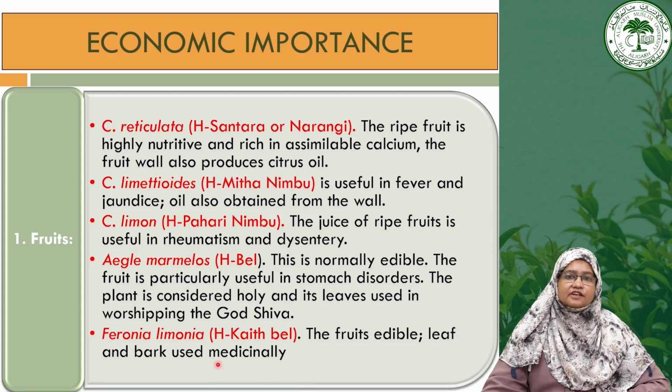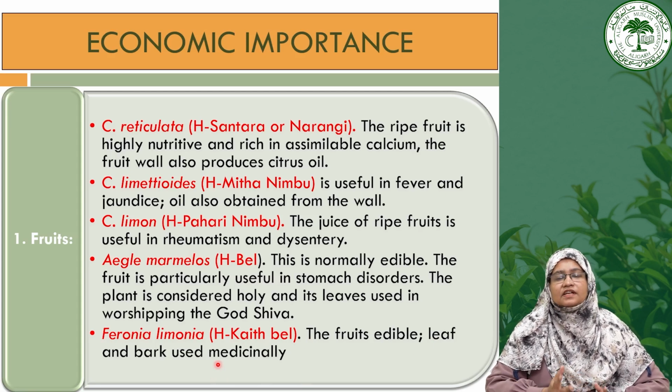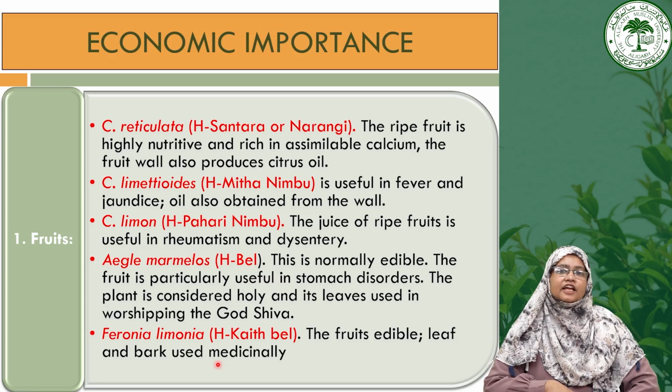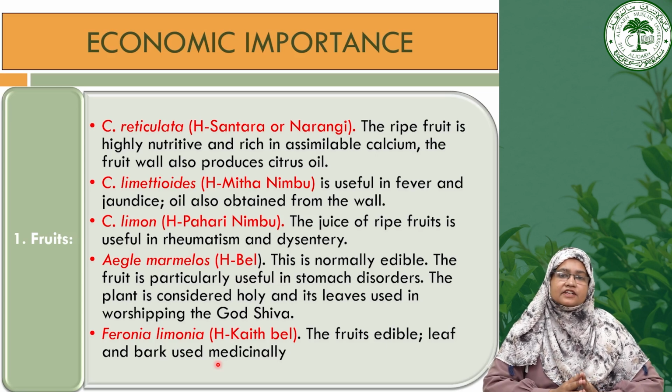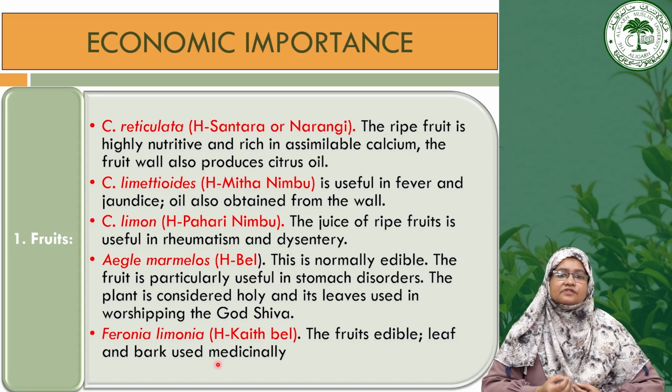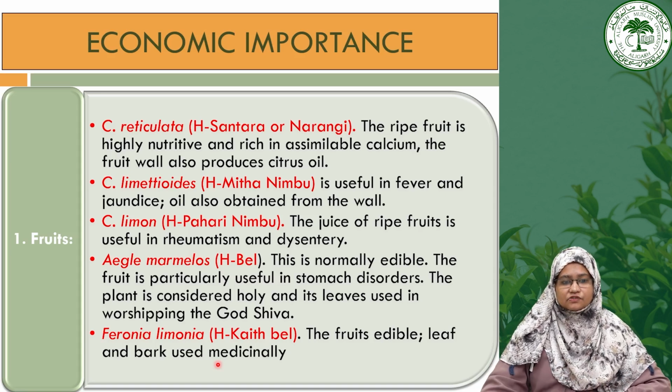So we can see a number of fruits are produced by only one genus, that is Citrus, and its different species. Generally, all these species are very rich in vitamin C and they also have citric acid, and they produce the essential oil, that is citrus oil.